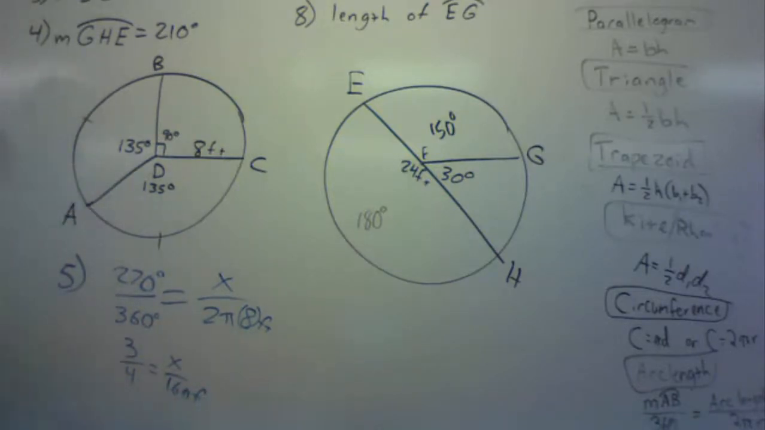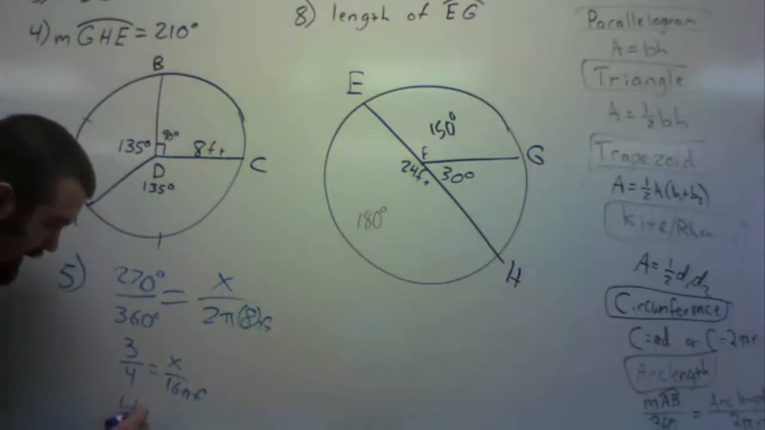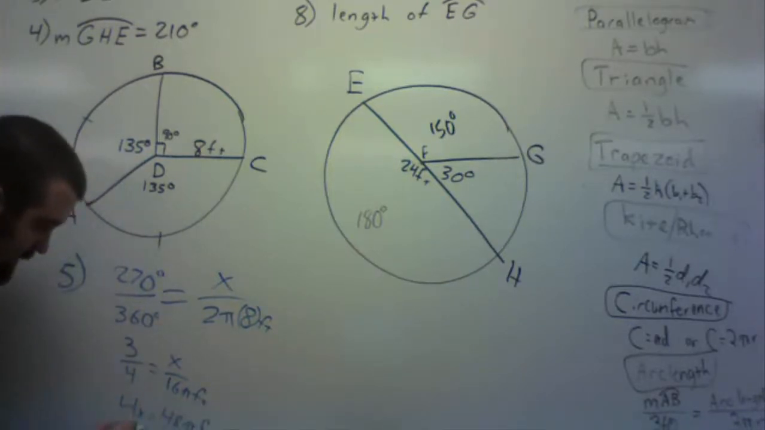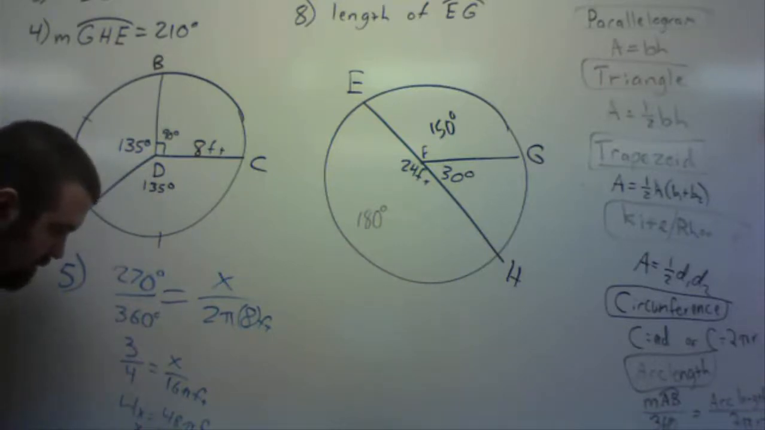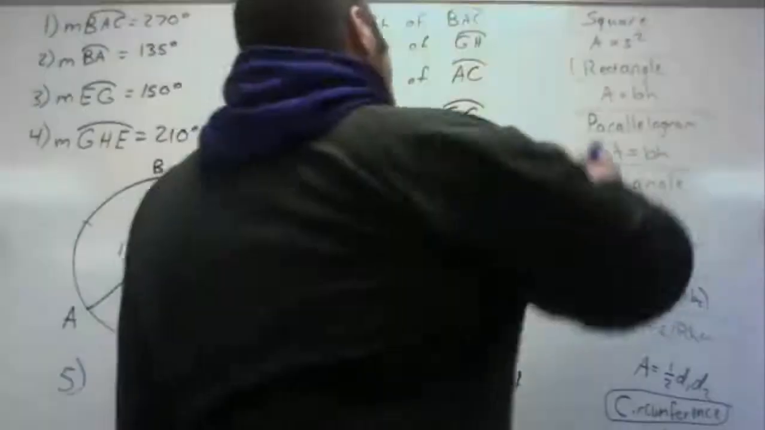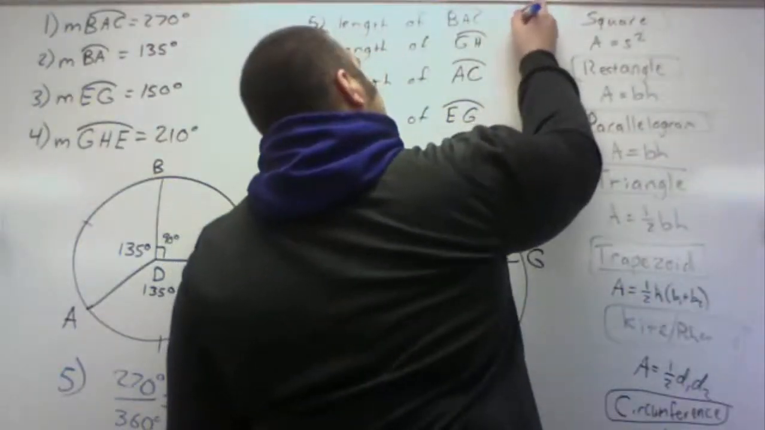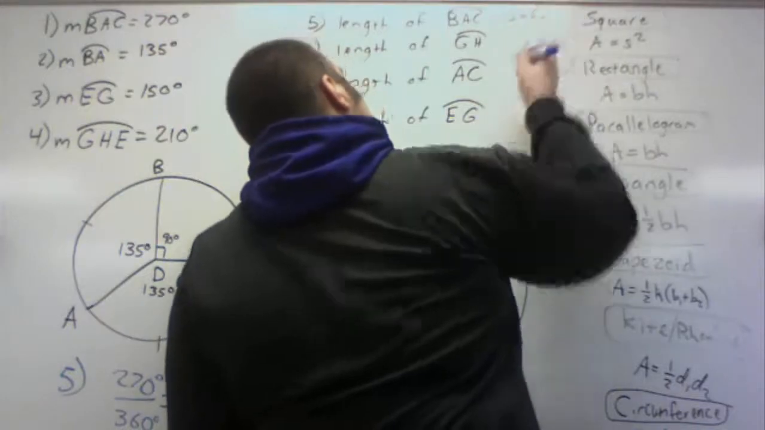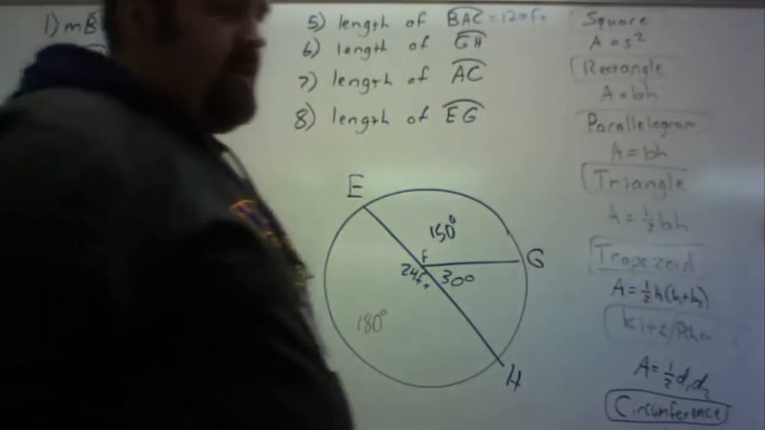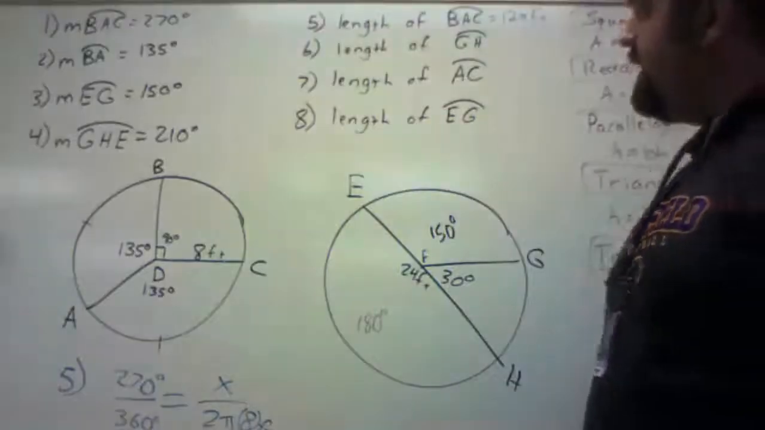Alright, so cross multiply now. 4x equals 48 pi feet. Divide both sides by 4. I get x to be 12 pi feet. So up here, the length of the arc is 12 pi feet. I'm going to skip down and do number 7. Let's find the length of arc AC.